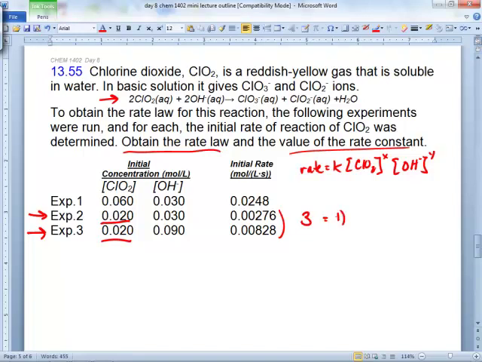K doesn't change, right? The ClO2, you can just divide 0.02 by 0.02, and this always works, but it didn't change. Just 1 raised to the X. And then what are you going to put in for the hydroxide? Summer. What are you going to put in for the hydroxide?